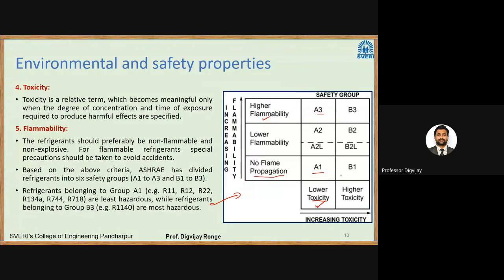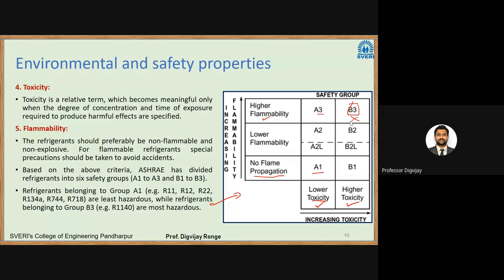If I move along the row, next is higher toxicity. B1 is the group which has higher toxicity but no flame propagation. If I move in the same column, we have B2L and B2. They have lower flammability but higher toxicity. B3 has higher toxicity as well as higher flammability. That means B3 should be avoided. We should not select B3 because it has the highest toxicity and highest flammability, and we should always go for A1, which means lower toxicity and no flame propagation.